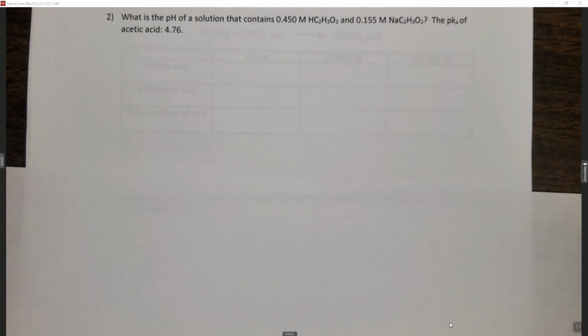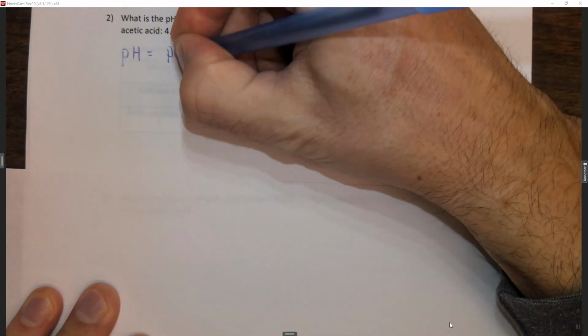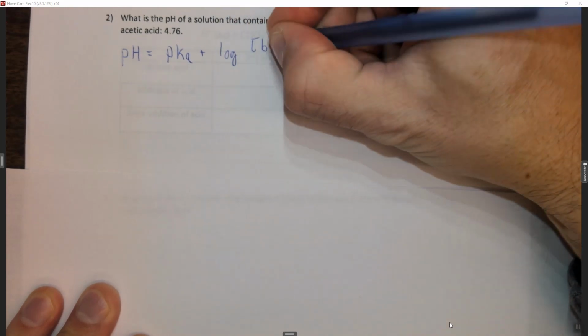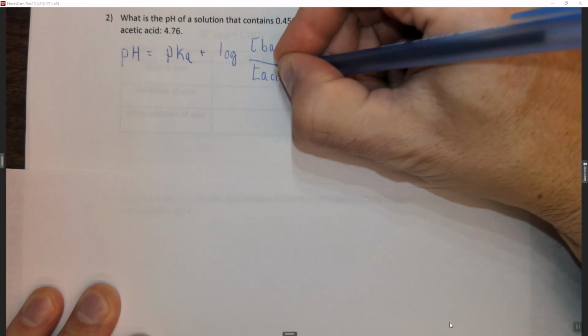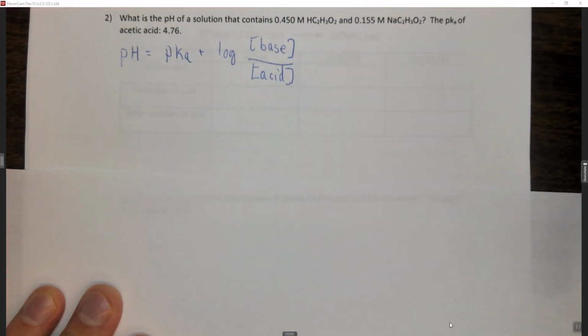The Henderson-Hasselbalch equation is basically the same as the Ka expression, except we take the log of everything and rearrange a little bit. So what we have is pH equals pKa plus log of the concentration of base on the top divided by the concentration of acid on the bottom. So this is the Henderson-Hasselbalch equation.